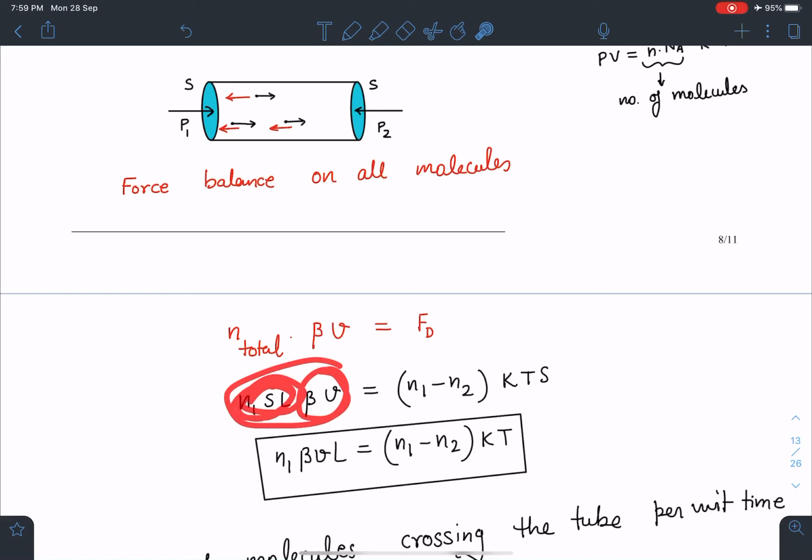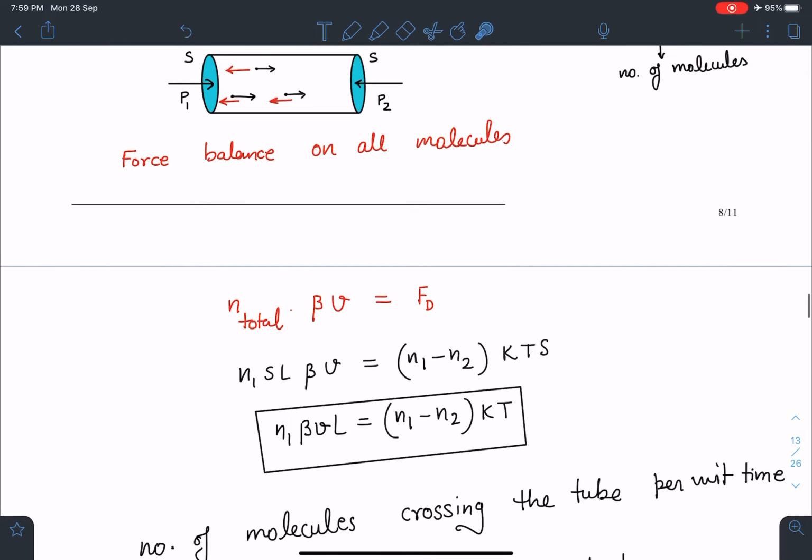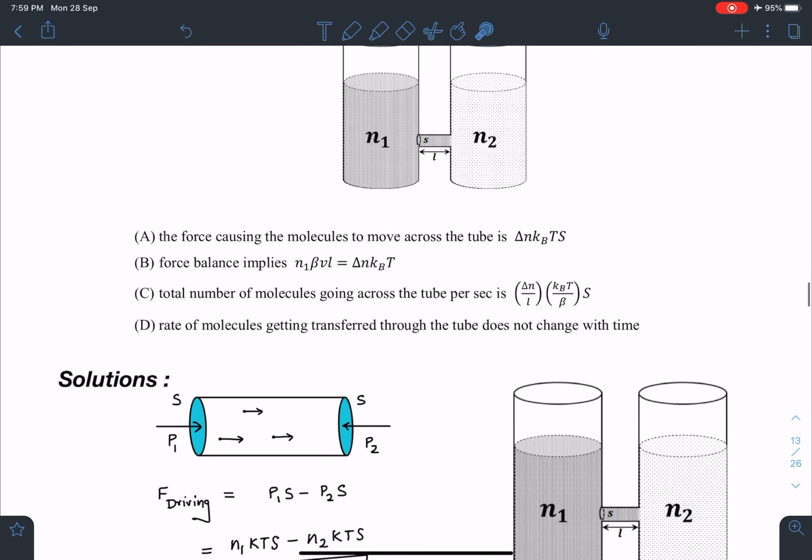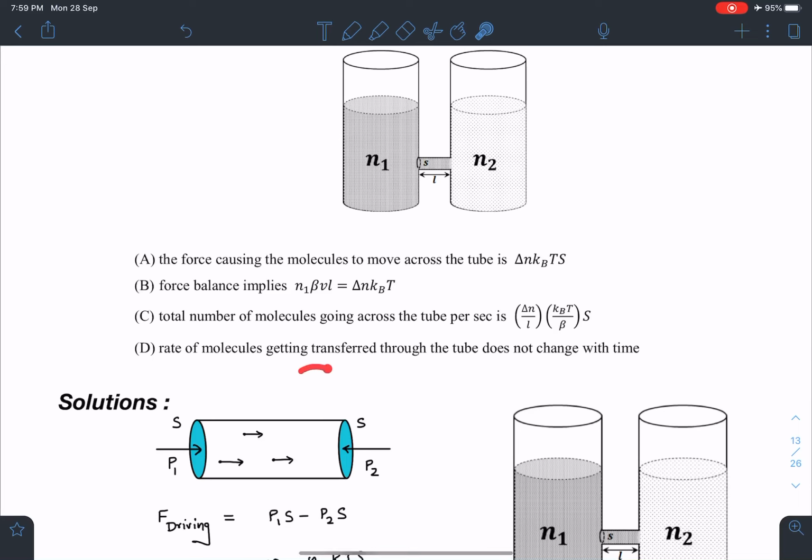This N1 into SL is the total number of molecules present inside the tube. And just now we have calculated this expression of FD. So if we equate, we are going to get that answer. So from here you can check. Another part here, if you see, the rate of molecules getting transferred through the tube does not change with time, and total number of molecules going across the tube per second. So it is also the rate only.